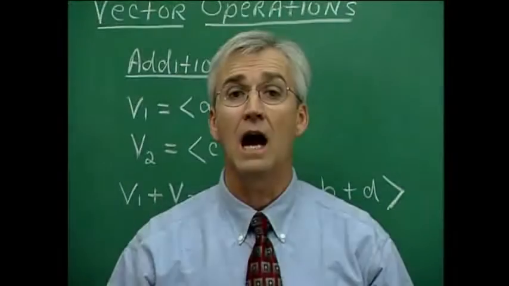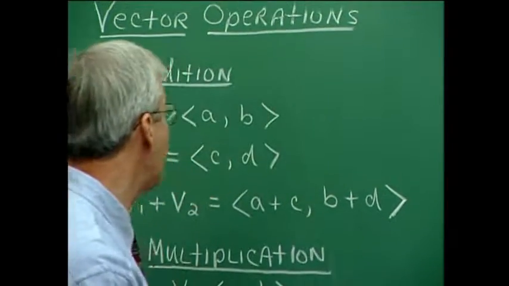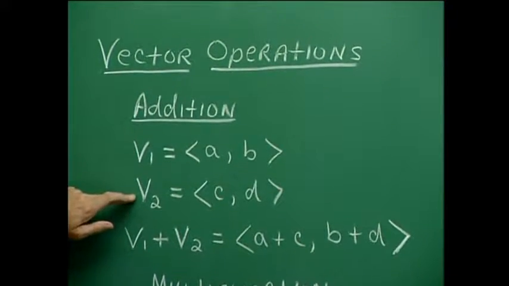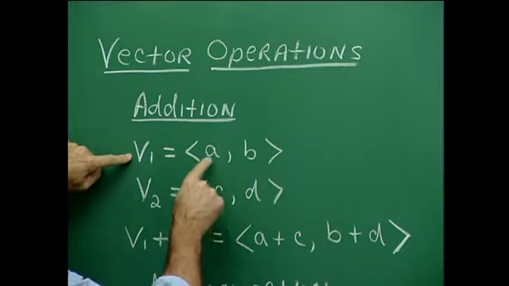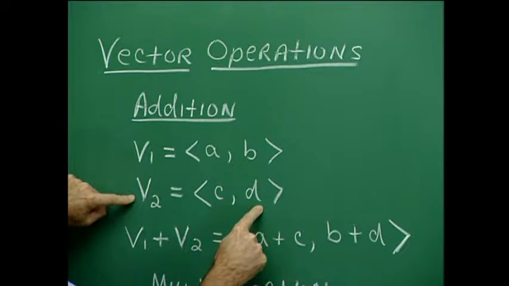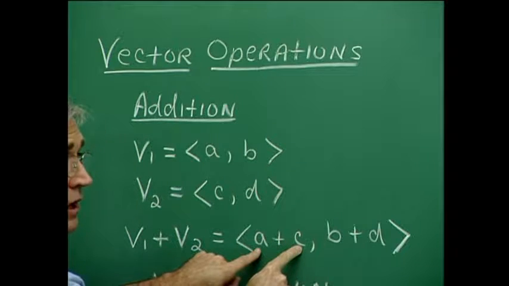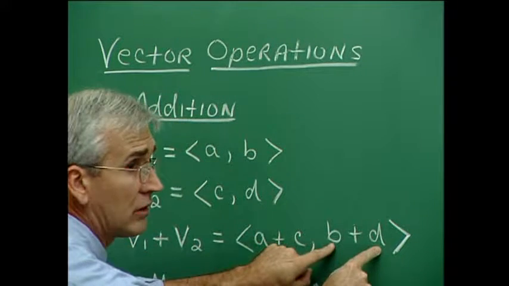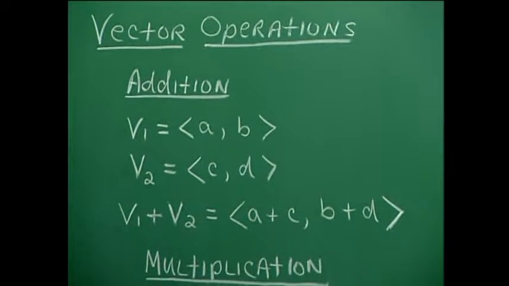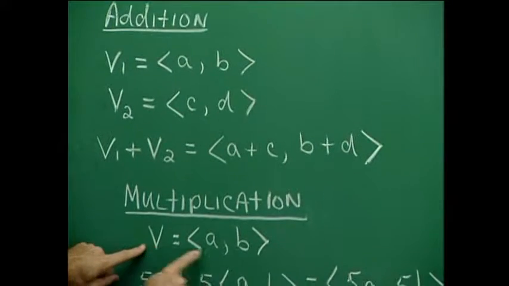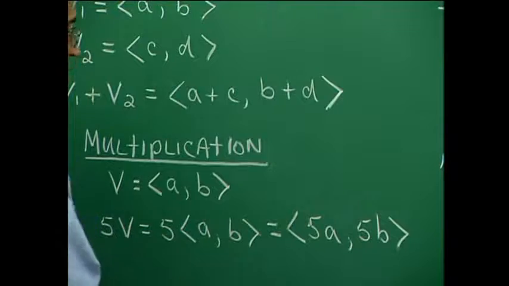Operations on vectors are pretty much as we might expect. For example, if we have vectors v sub 1 and v sub 2, and v sub 1 is defined in its horizontal and vertical component form as AB, and v sub 2 is CD, then the sum of the two vectors is found by simply adding the horizontal components and adding the vertical components, and here's the component form of their sum. For multiplication, once again, pretty much as we would expect, if v is AB, then 5v means 5 times AB, or 5a comma 5b.